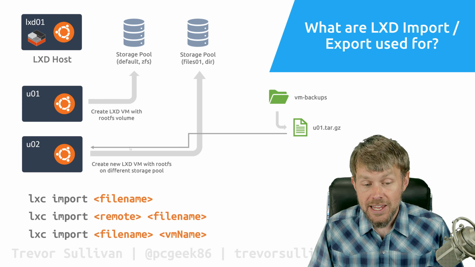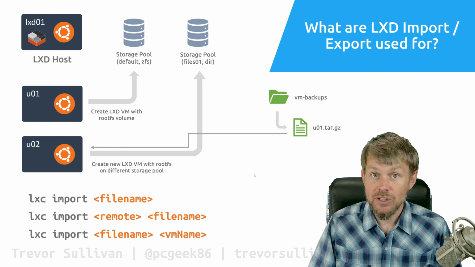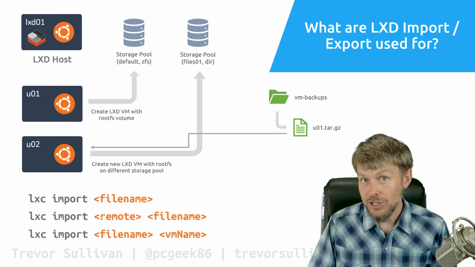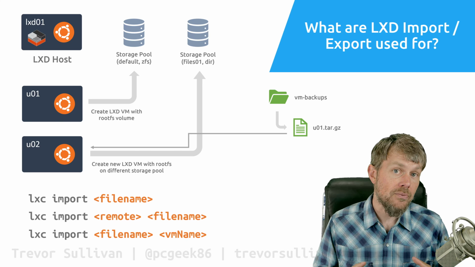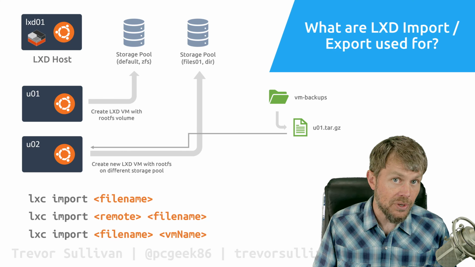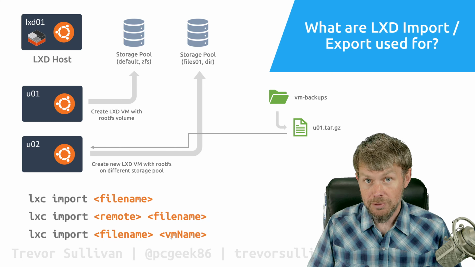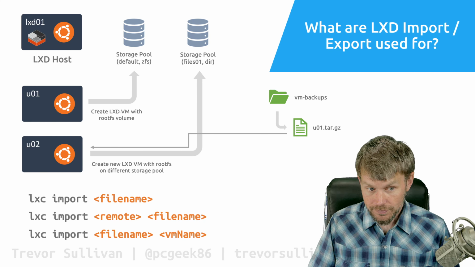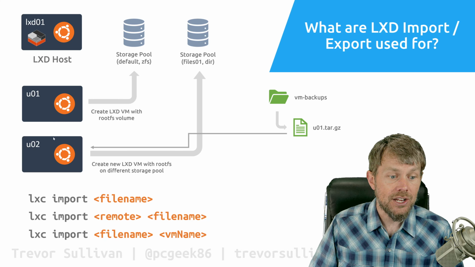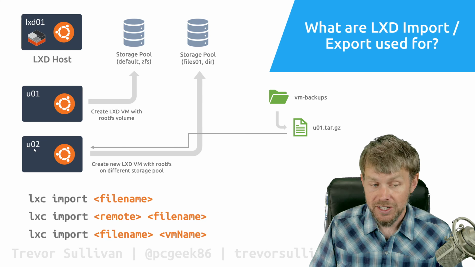So the way that we can import a virtual machine from a backup here is pretty straightforward. All we need to do is specify the file name of the tar.gzip file that we want to import. And then the other options we have are, of course, to specify an alternative remote. So we could take a backup file that we have on our local development workstation and restore it to a different LXD host that we've configured as a remote in the LXC CLI. And then we also have the ability to specify a virtual machine name that we want to restore to. So I could take the backup here from U01 called u01.tar.gz, and I could restore that to a virtual machine with the name U02, U03, or whatever other name that I wanted to give it.